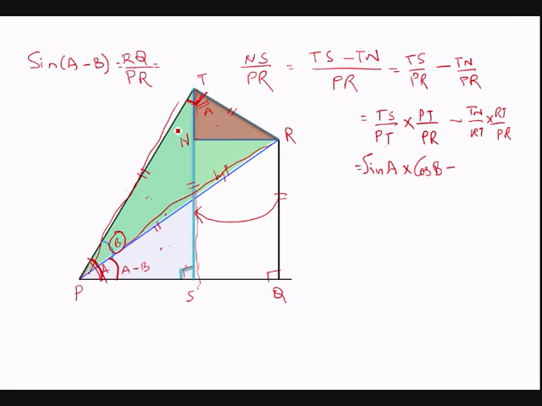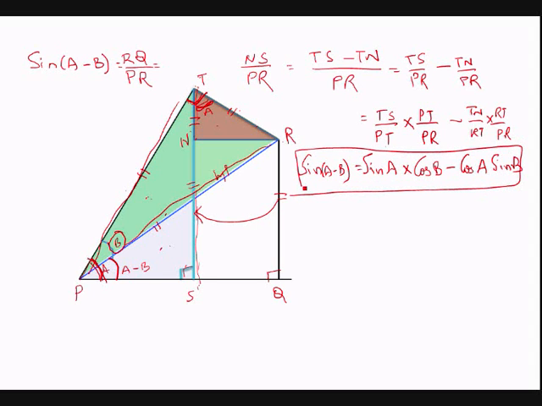What is TN, which is here, over RT? We have angle A here. Therefore, TN over RT is adjacent over hypotenuse, which is cos, and angle is A. RT over PR is opposite to B, and PR is hypotenuse to B. Therefore, this is sine B. So we have sine A minus B is sine A cos B minus cos A sine B as our formula.